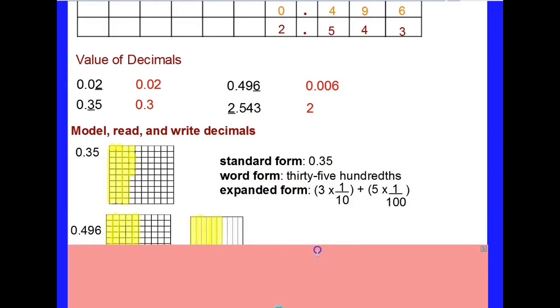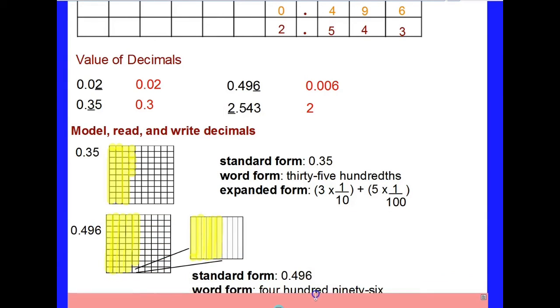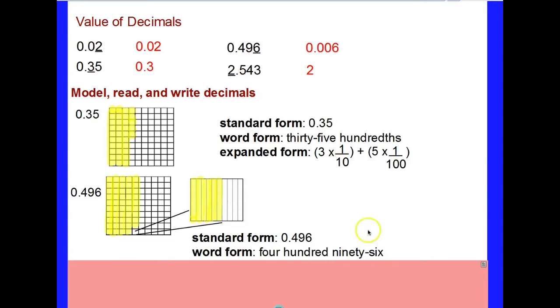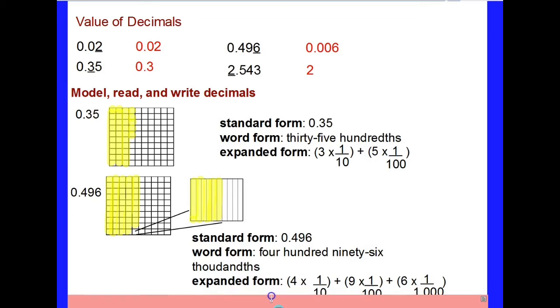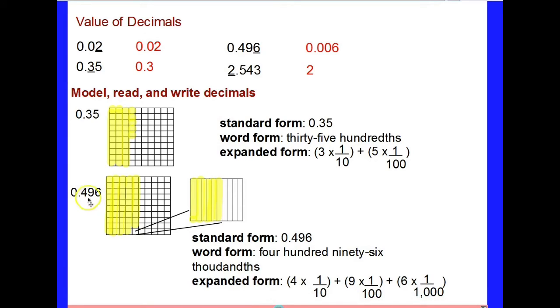Now, let's take a look at another example of a model. This time, we are going to represent 496 thousandths. And so I go one digit at a time. The 4 is in the tenths place, so I shade in 4 longs. 1, 2, 3, 4 longs. The 9 is in the hundredths place, so I shade in 9 units.